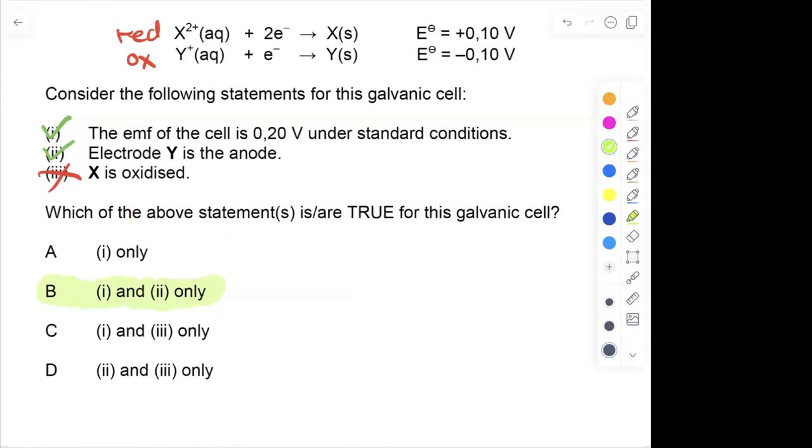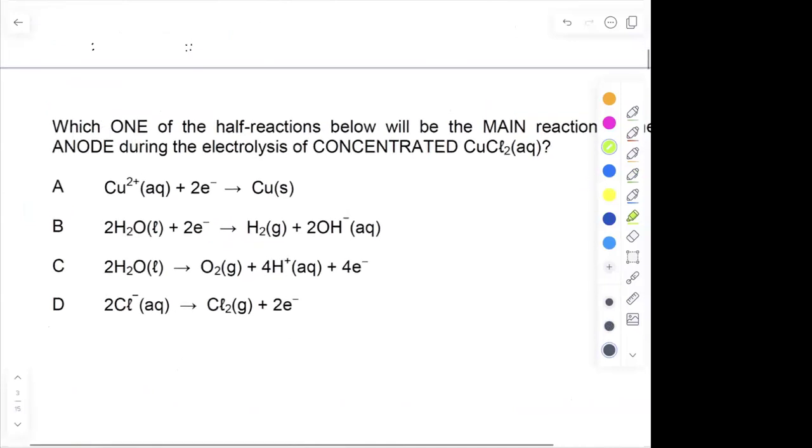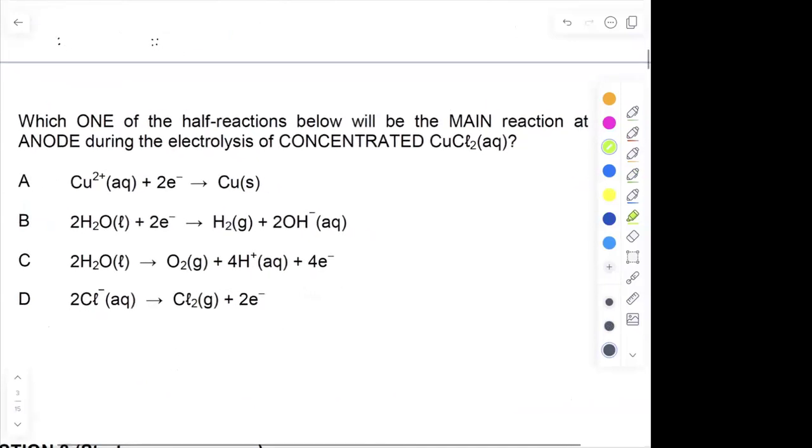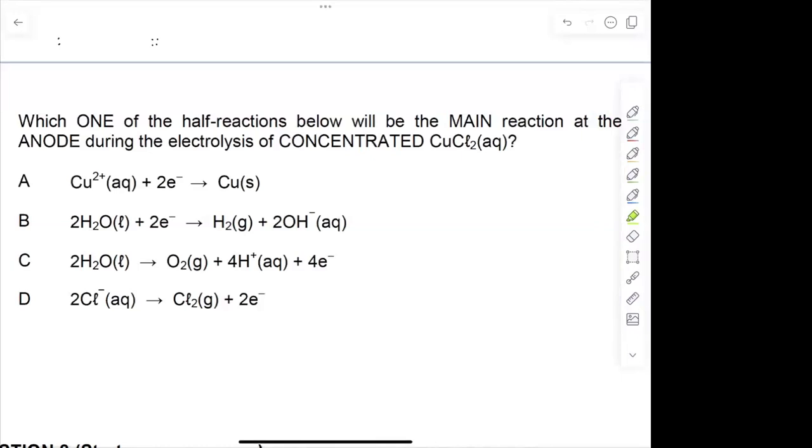Okay, finally, we have one last question before we do the long questions, and then let's quickly give you guys a chance to have a look at that. So the last question is there. Which one of the half reactions below will be the main reaction at the anode during the electrolysis of concentrated copper chloride? Okay, you have a choice of A, B, C, or D. I'll give you guys a minute to quickly look at it and pick which one you think is the right one.